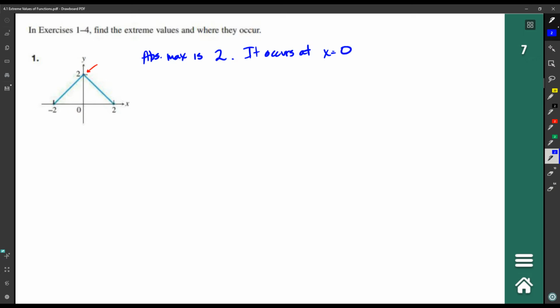What about minimum? Well, I see 2 places, I believe, where there's a minimum value. It's at -2 and it's at +2. And that minimum value is the y, of course, and it's 0. So absolute min is 0. Remember, it's the y value. And it occurs at both x equals -2 and x equals 2.